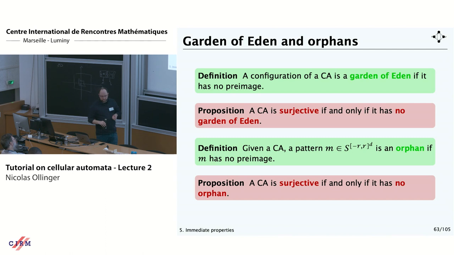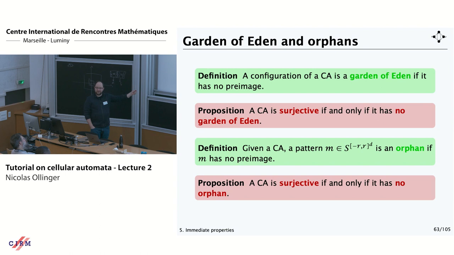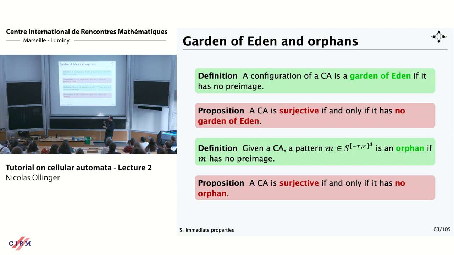So we have what we call a Garden of Eden configuration. A Garden of Eden is somewhere you can never come back to. So it's at the bottom, and it can never appear later. Of course, Garden of Eden configurations block surjectivity. So a cellular automaton is surjective if and only if it has no Garden of Eden.